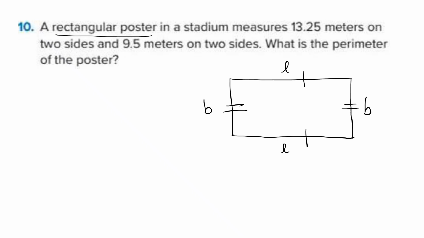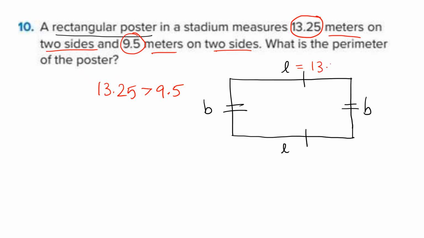Now, what are the decimals given? A rectangular poster in a stadium measures 13.25 meters on two sides and 9.5 meters on the other two sides. Now, the opposite sides of a rectangle are equal. So if you see out of the both, 13.25 is more than 9.5. And I hope that you know for a rectangle, length is more than breadth. Length is the bigger length than the width. So that means length is going to be 13.25 and this is equal to the opposite one. Similarly, breadth is 9.5, which is equal to the opposite one.